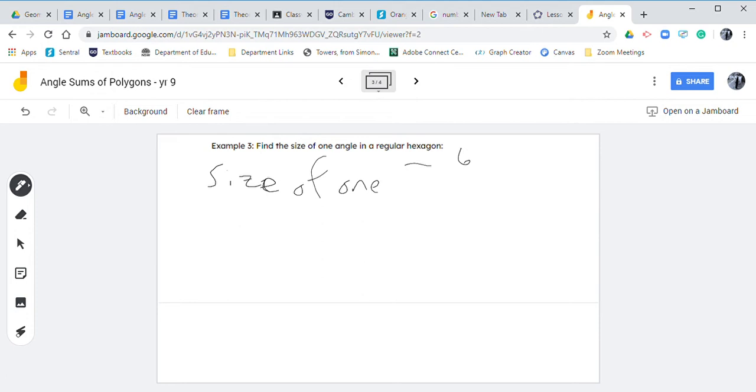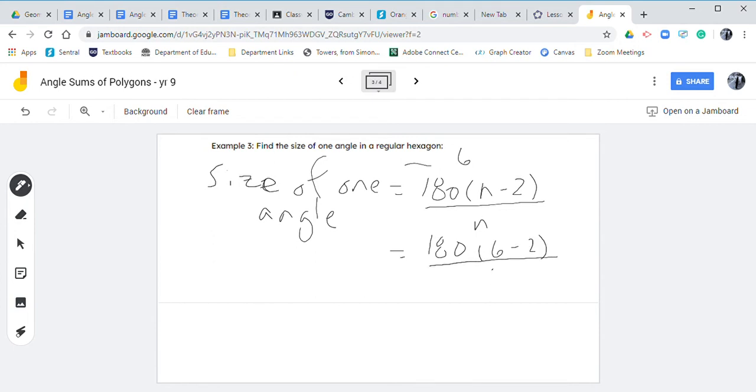Size of one angle equals 180 times (n minus 2) all over n. So that's going to be 180 times (6 minus 2) all over 6. I know I'm going really step by step here. You can probably do this on your calculators quickly and skip a couple of steps, but 6 minus 2 is 4, divided by 6. Now you can do that all on your calculator: 180 times 4 divided by 6 to get 120 degrees.